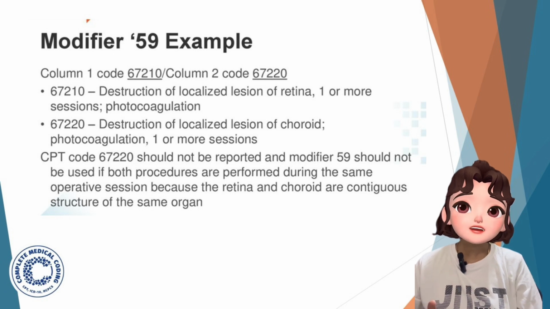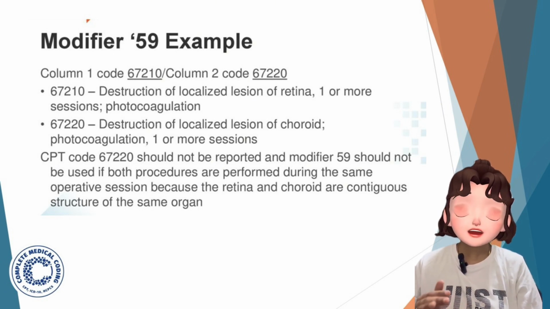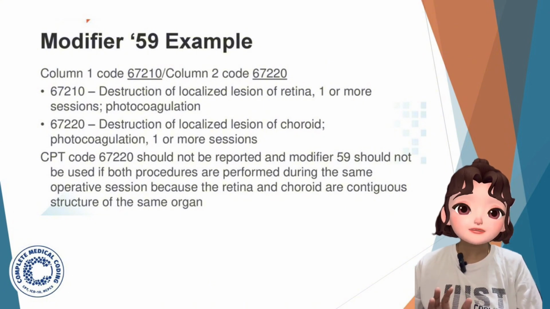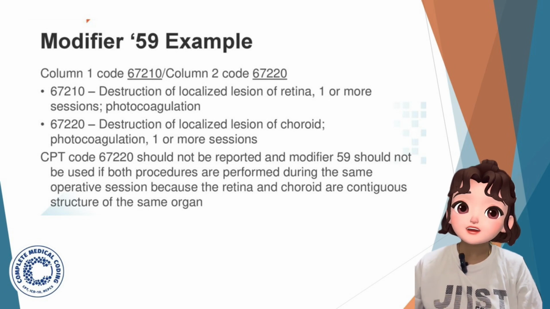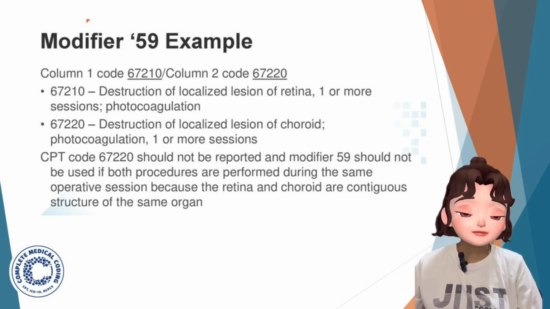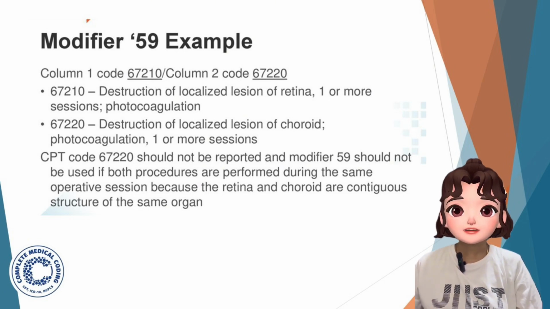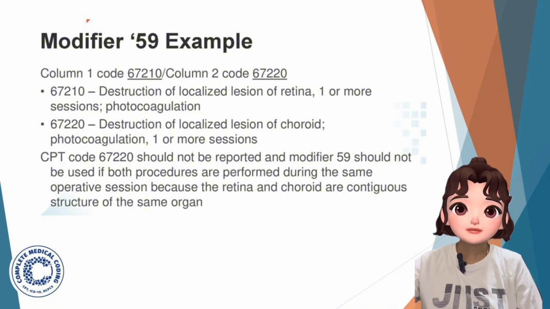So in such cases, you should not code the secondary code. You should code only 67210. You can't code even the second one, and you can't append it with modifier 59. That will be wrong coding. That's what it means.